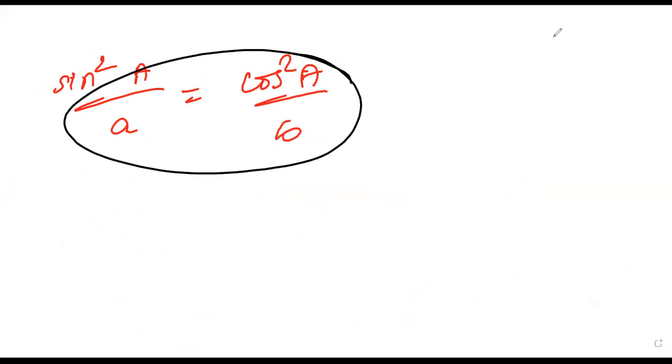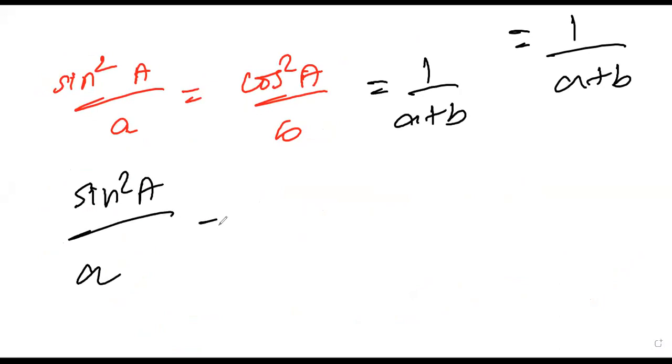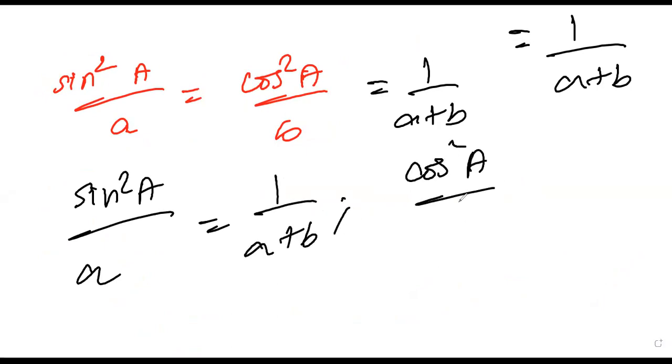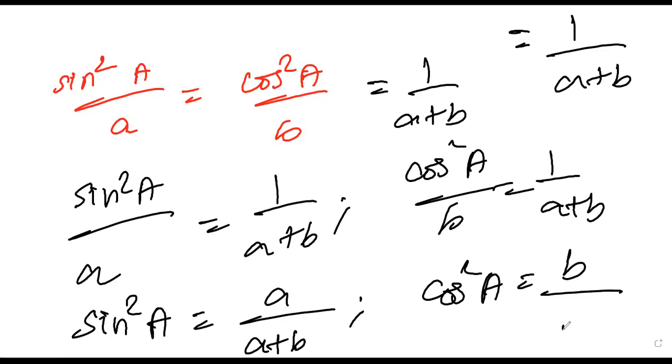Go back to the question and see you do have 1 over A plus B. Just equate them. So it's going to be sin square A by A is equal to 1 by A plus B, and cos square A by B is equal to 1 divided by A plus B. You can write sin square A as A divided by A plus B, cos square A as B divided by A plus B. So now we are going to substitute in the then condition.